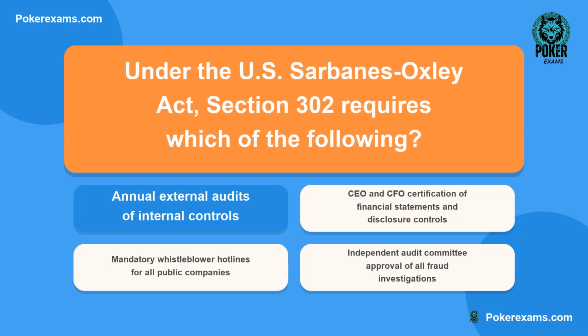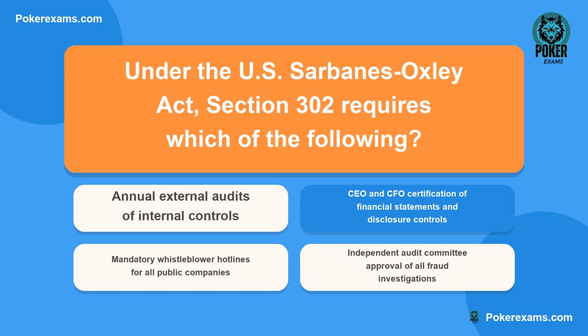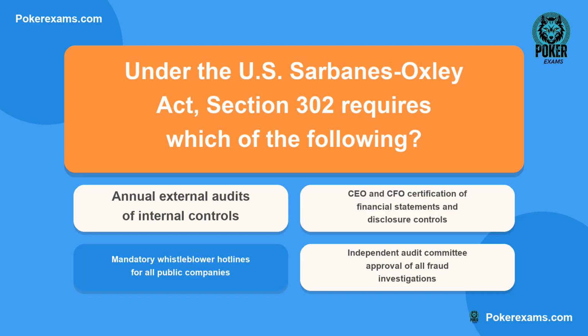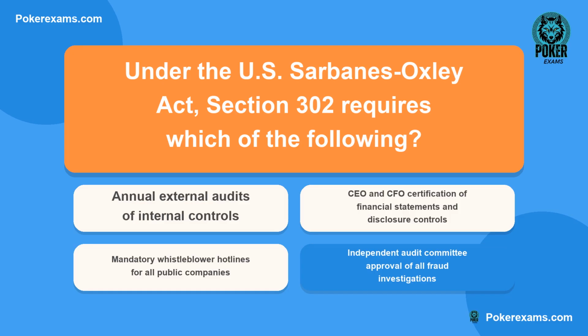Is it A, annual external audits of internal controls? Or B, CEO and CFO certification of financial statements and disclosure controls? Could it be C, mandatory whistleblower hotlines for all public companies? Or lastly, D, independent audit committee approval of all fraud investigations?